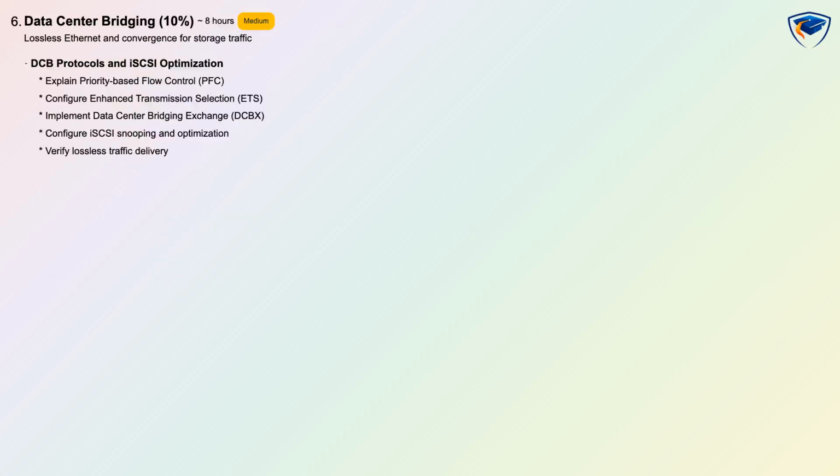Data center bridging represents 10% of the exam, is medium difficulty, and needs about 8 hours of study with conceptual and scenario-based assessment. You will understand lossless Ethernet design and configure priority-based flow control and enhanced transmission selection to prioritize storage traffic. You will implement DCBX for protocol exchange, configure iSCSI snooping and optimizations, and verify that traffic is delivered without loss under converged workloads.